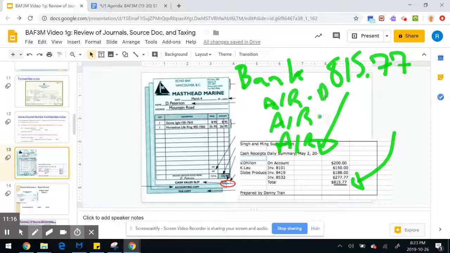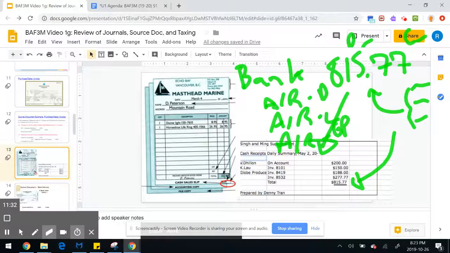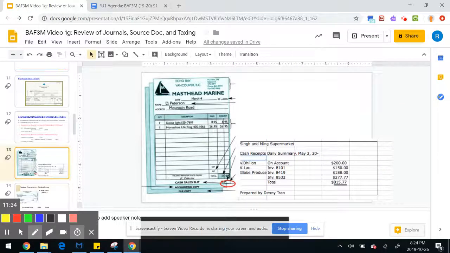Okay, so Dylan, Lau, and GP, and those are our credits. These 3 credits will add up to the 815 we received total in cash from them. So that's how the journal entry looks for cash receipts daily summary. If you have to do it, that's how it's done. It's just accounts receivable having paid us back with checks.